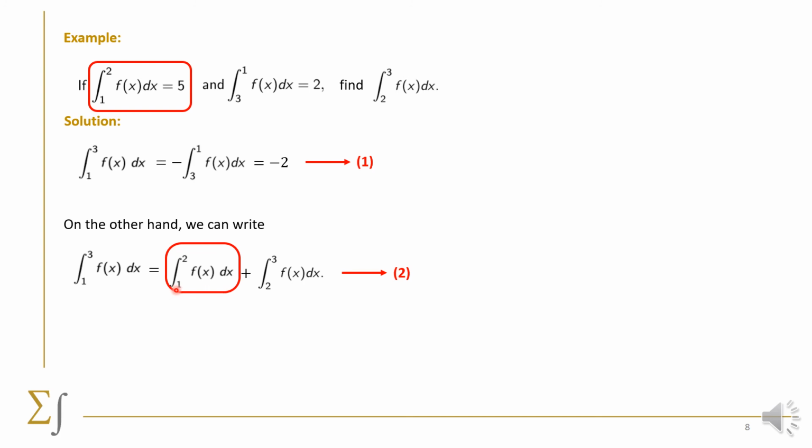So let's have a look at this definite integral. We have its value here. It is 5. Also, from equation 1, we can replace this by minus 2. So let's see what we can write next. Yes, minus 2 here and the 5 here, plus the integral we are looking for, which is the definite integral of f of x from 2 to 3. Simply, we can say that this is equal to minus 7.